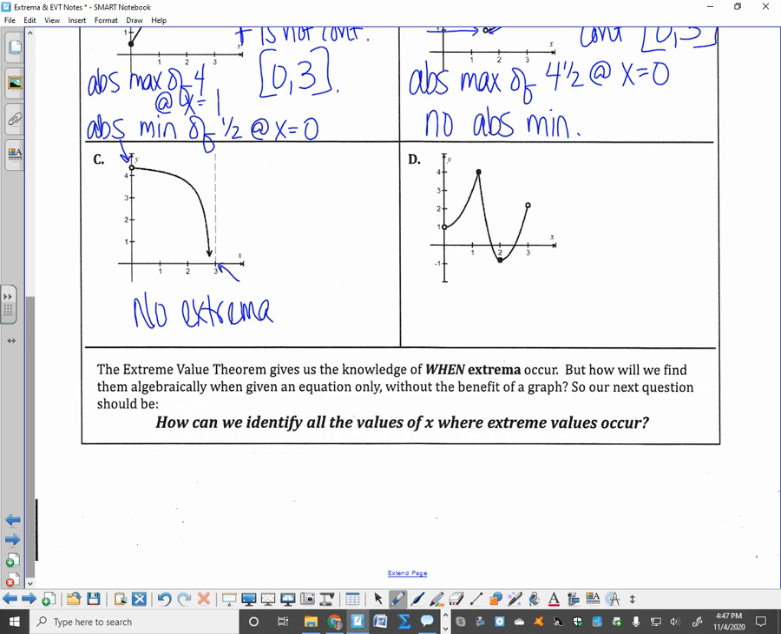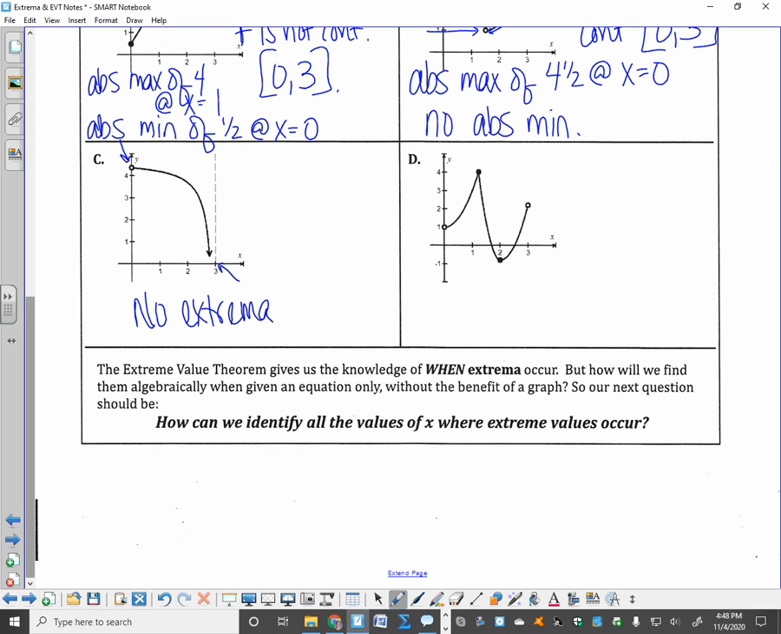I have a max of 4 at x equals 1, and I have an absolute min of, let's see, does that go all the way down to -1? I don't know. It looks like more than a half. I'm just going to say -1. Maybe like a -0.9, -0.8 at x equals 2.